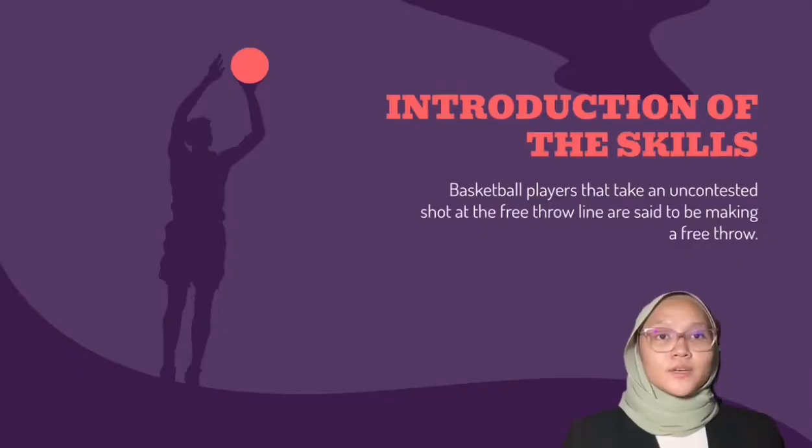In this slide, I will talk about the introduction of the skill. Basketball players that take an uncontested shot at the free throw line are said to be making a free throw. The most frequent circumstance for a free throw to be awarded is when an offensive player has been fouled while attempting to make a shot. A player receives 1 point for each successful free throw they make.